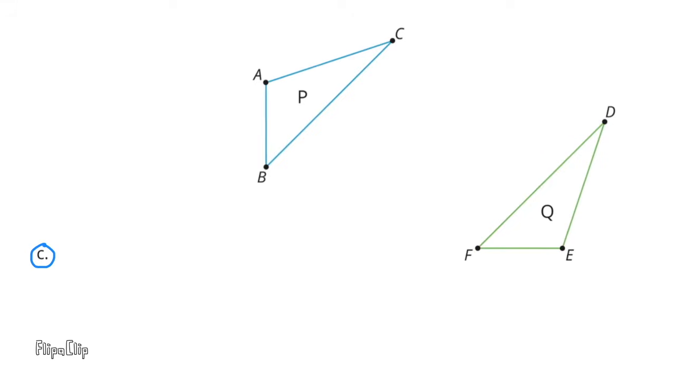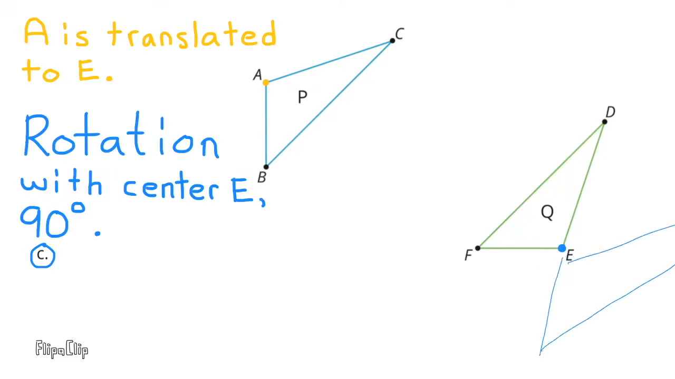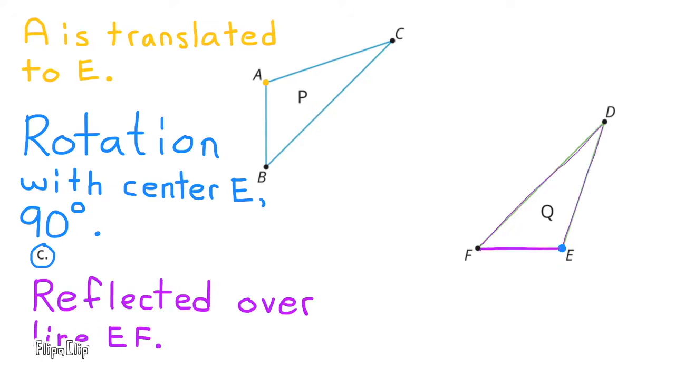C. A is translated to E. 90-degree rotation with center E. Reflected over line EF.